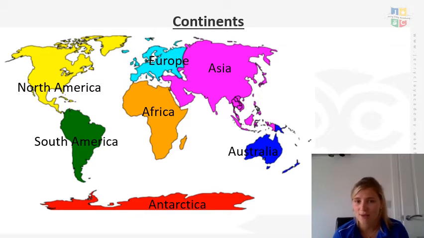Then we have Australia, which is on the right hand side, which is the dark blue, which is right across. And then we have Antarctica, which is the red right at the bottom.